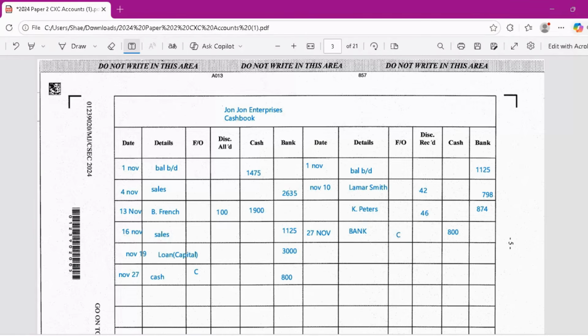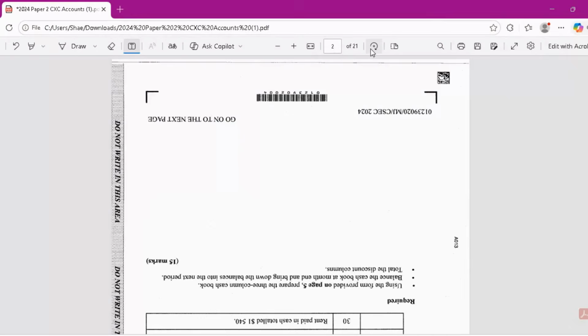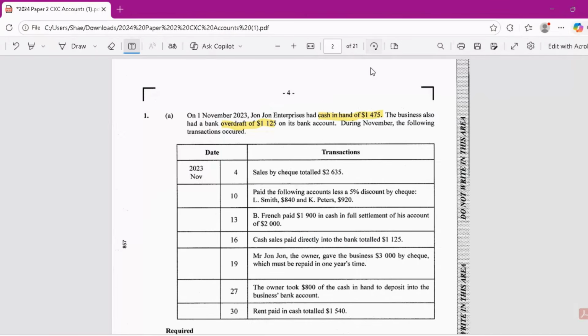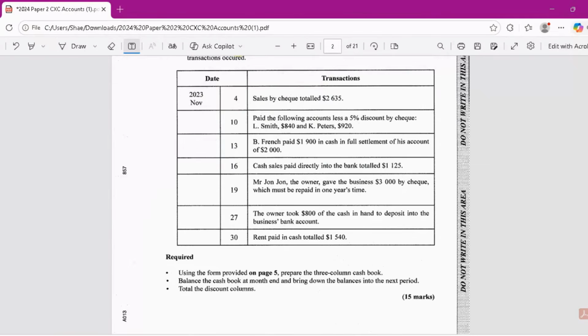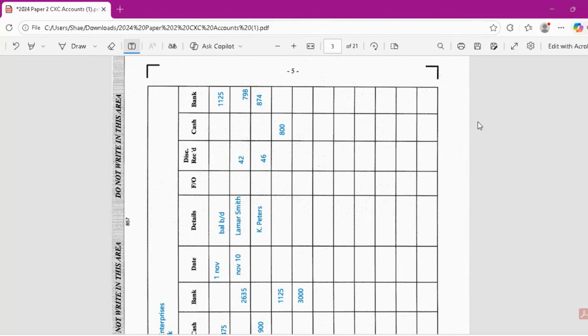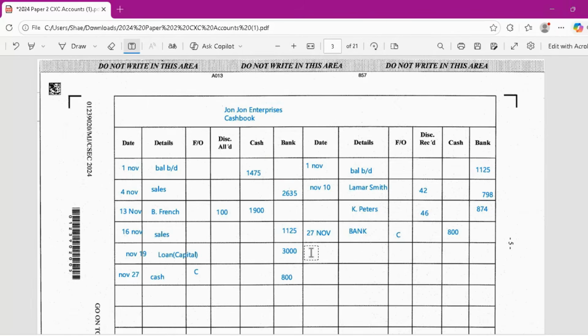All right, so let's go up now. Then again, it says the last transaction, the 30th, rent paid in cash total $1,540. So here you're making a payment, so that's a credit to your cash book, and you're crediting cash because that's what we use to pay it. So we say the 30th of November, rent, and that's $1,540 from your cash account.